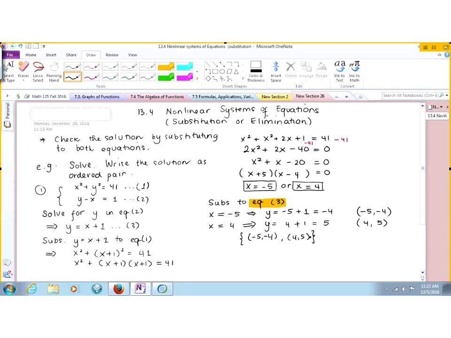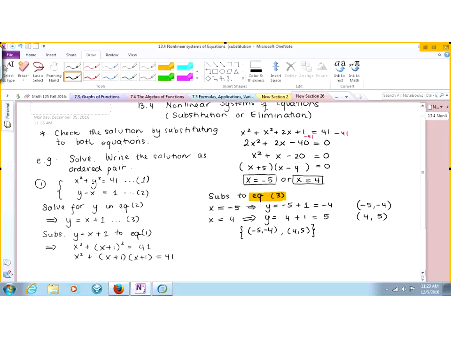All right. Why do you have the solutions? What happened here? Well, if you think about it, if my equation is x squared plus y squared equals 41, what would that be? What type of conic is x squared plus y squared equals 41? A circle. Yes. So you sort of have a circle.